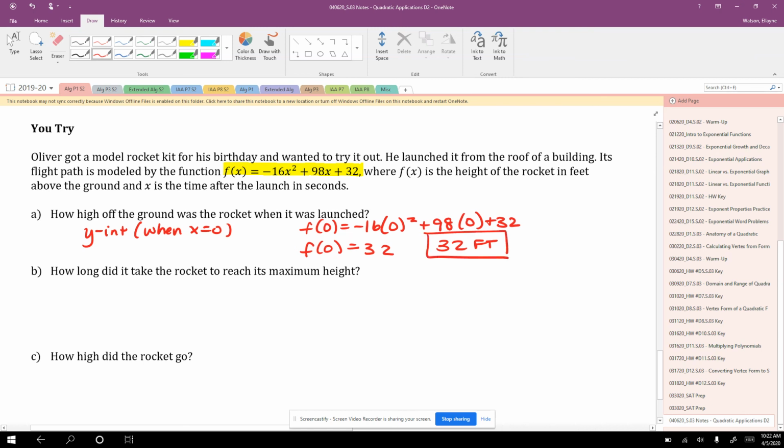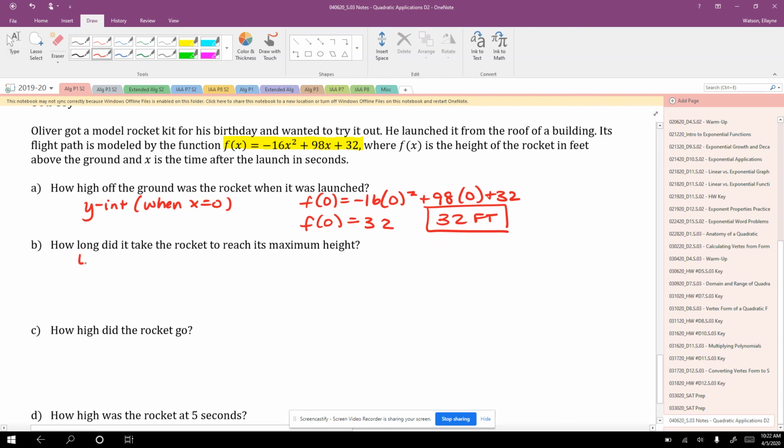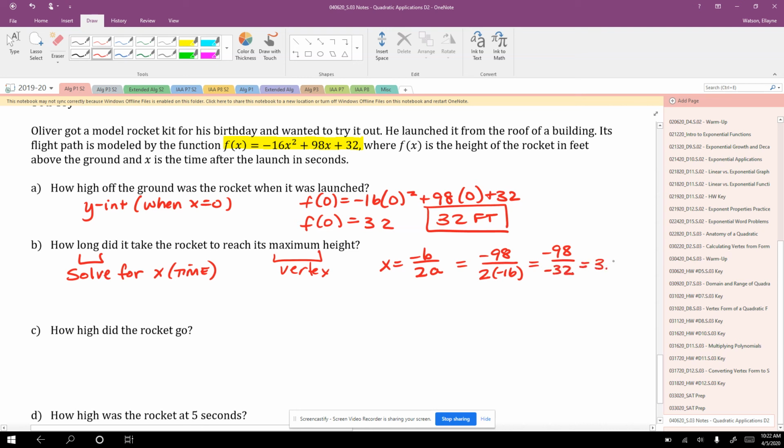Okay, part B, how long did it take the rocket to reach its maximum height? How long? So this is solve for x, because x is time, when it reaches its maximum height, which is the vertex. So the vertex is the opposite of b over 2a. So opposite of b would be negative 98 over 2 times negative 16. Work that out. You get negative 98 over negative 32, which is 3.0625. So how long did it take? 3.0625 seconds.